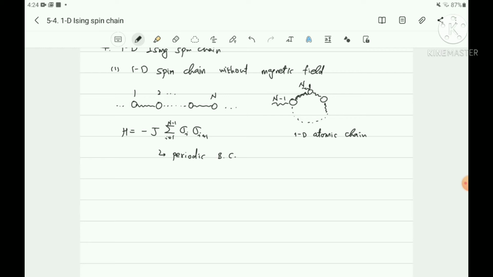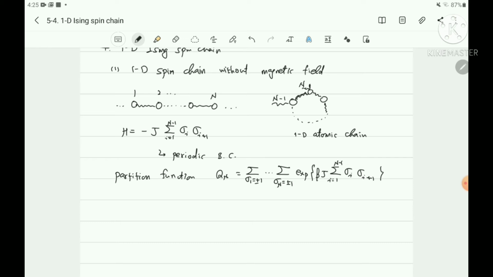Here we should consider the partition function. It is a canonical ensemble, and the partition function for n number of atoms is: sum over sigma 1 equal to plus or minus 1, sigma 2, up to n number of atoms plus or minus 1, of exponential beta J, because the energy is minus J, and the Boltzmann factor is exponential minus beta H, so minus becomes plus, beta J summation i equal to 1 to n-1 of sigma i sigma i plus 1.